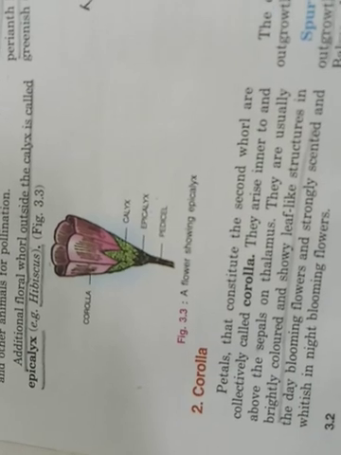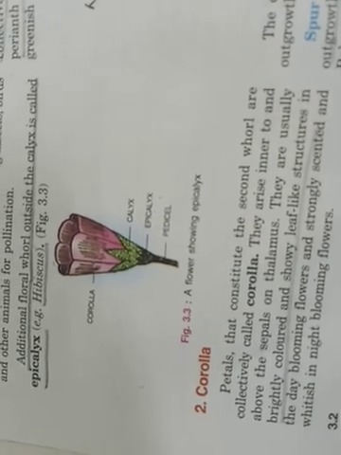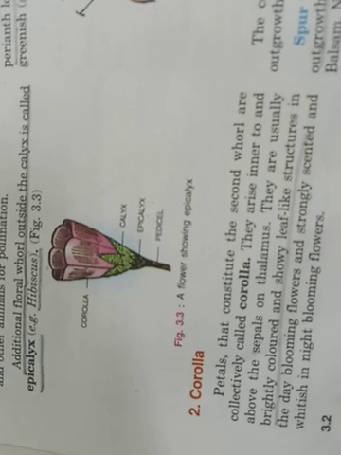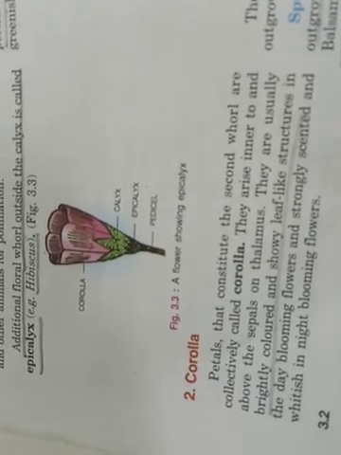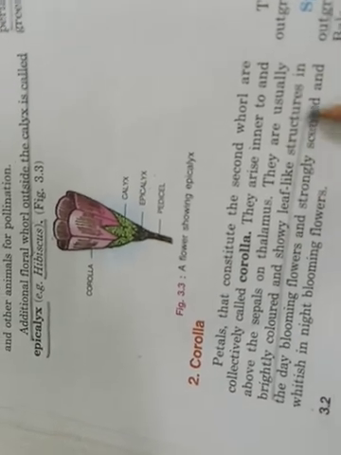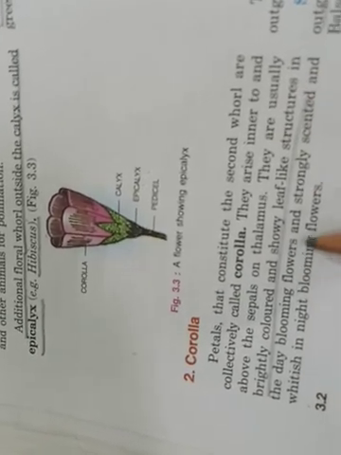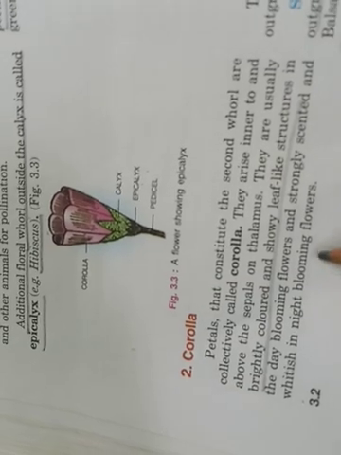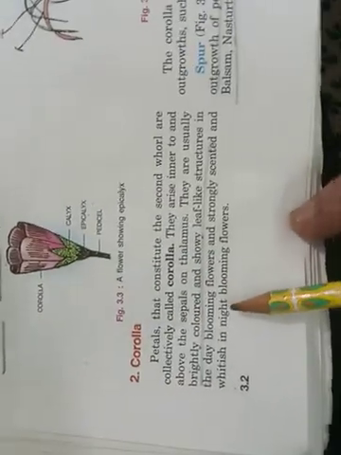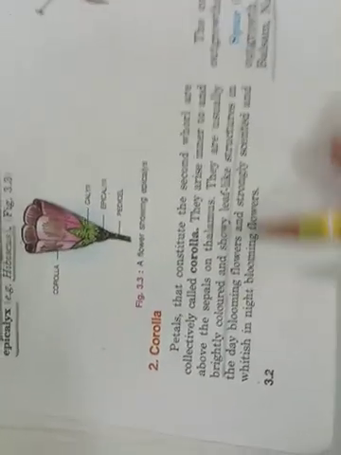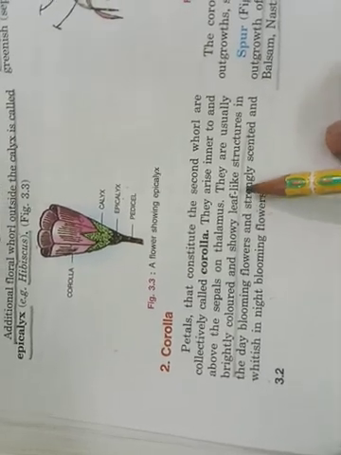They arise inner to and above the sepals on the thalamus. They are usually brightly colored and showy leaf-like structures in day blooming flowers, and strongly scented and whitish in night blooming flowers. So children, the petals are brightly colored and showy leaf-like structures in the day blooming flowers. Day blooming flowers means the flowers which bloom during the daytime. They are showy and brightly colored.